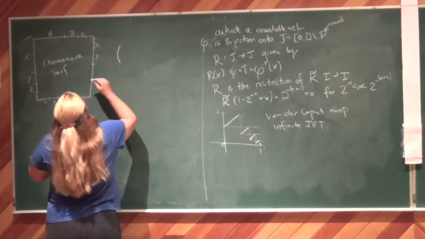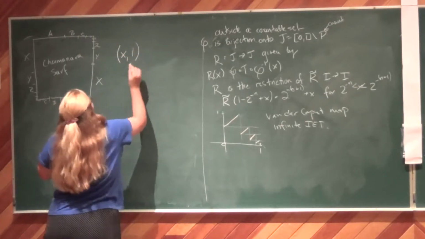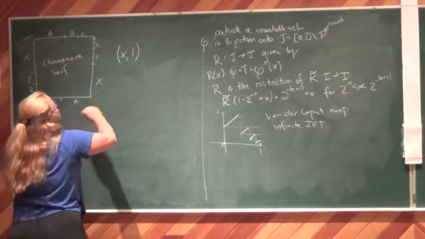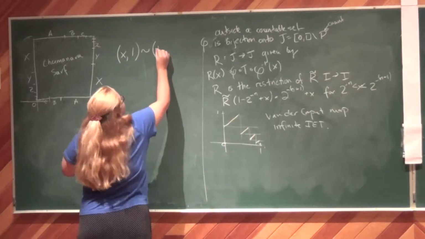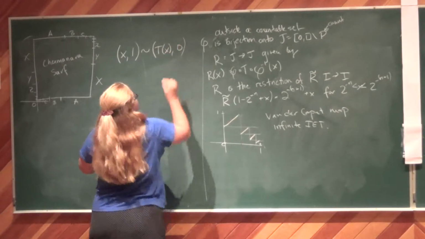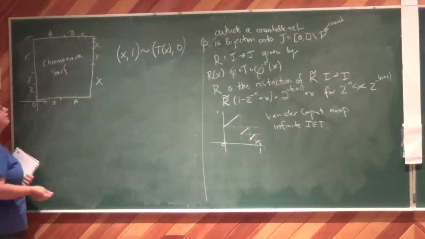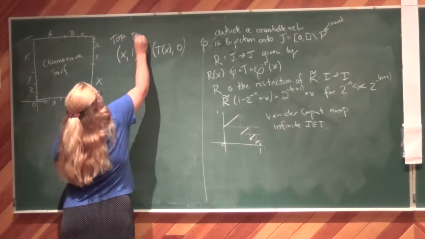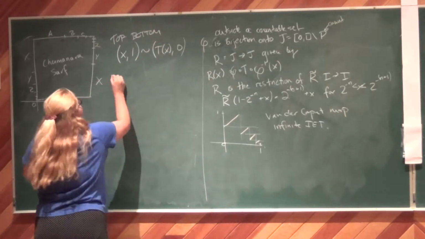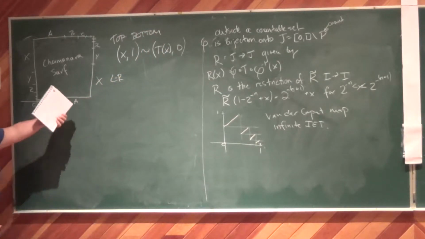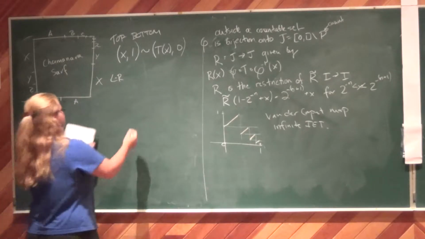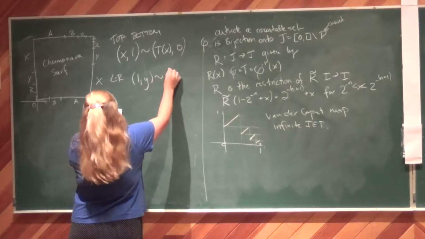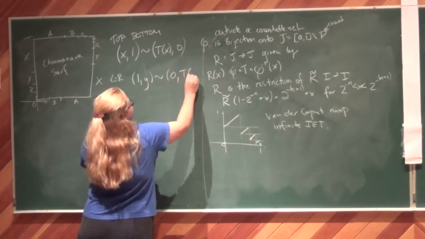So what is it? If we have a point (x, 1), I'm thinking of this as being the origin right here. The square is 1 unit tall. It is identified to (T(x), 0), where T is this dyadic odometer. So this is the top to bottom identification. And then the left to right is, again, just the suspension of the same dyadic odometer. So (1, y) is identified to (0, T(y)).